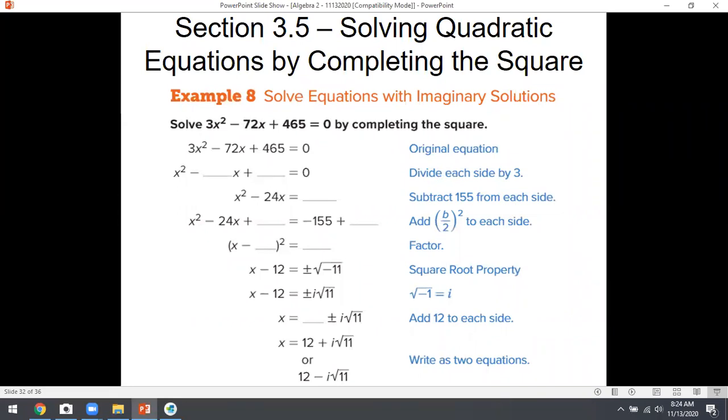All right, so 3. Yeah, let's definitely do this one. What's different about this one? It's not just x squared. Yeah, so we're going to have to talk about how to deal with that.